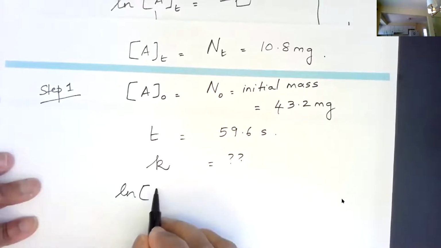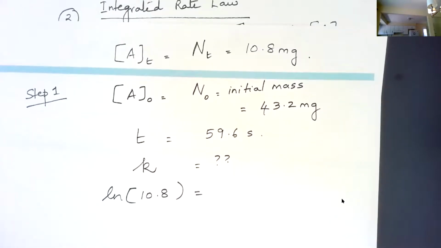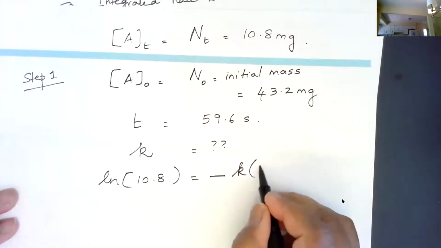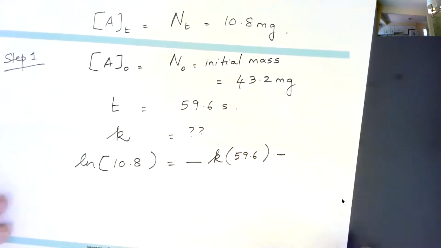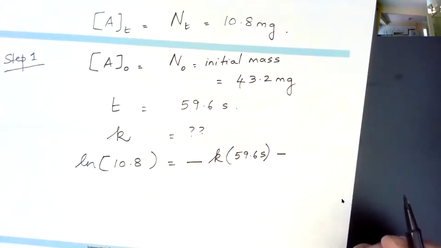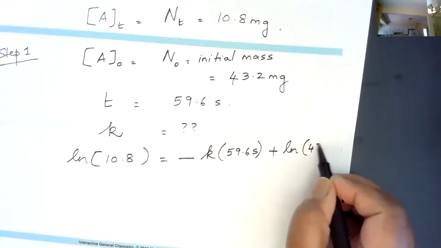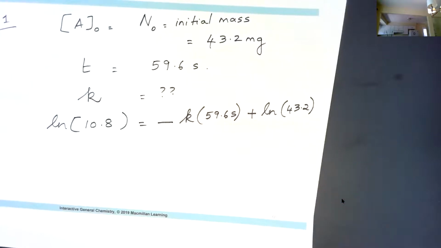So can you do the math? ln of 10.8, you can ignore the units, minus K, t is 59.6. This is seconds, so K will be seconds^-1. K will always be time^-1 because it's first order kinetics. Do the math, you should be able to do math. Tell me what K is.